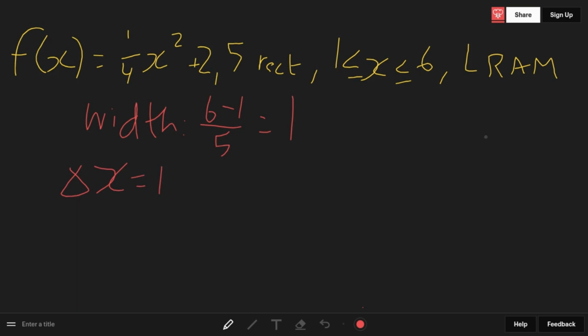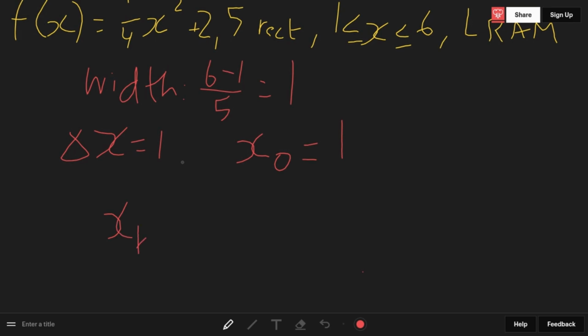Now, since I'm using LRAM and I'm starting off at 1, that means x of 0 is going to be 1. My equation for x of k, since my width is 1, will be 1 times k plus my starting value, which is 1. Since this is 1 times k, we can get rid of this, and it'll just be k plus 1. So now I'm going to go back to using my sigma notation.